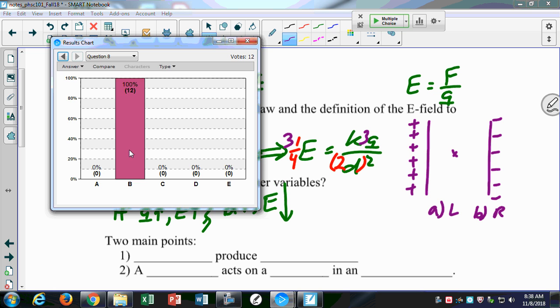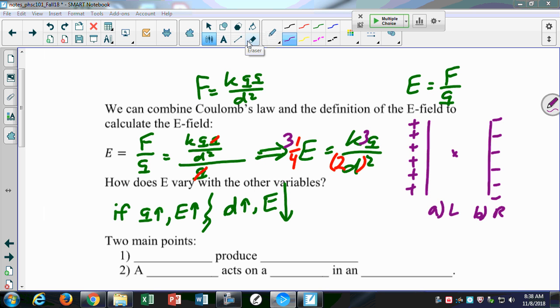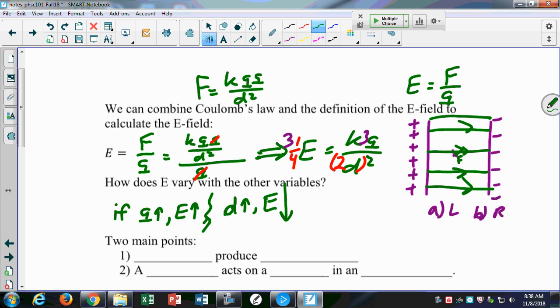All right, very good. So I imagine a positive test charge. We've already seen this, right? It would feel a force in that direction. That would be the force. That means my electric field is in this direction. So the electric field in between these two plates with charges on them is going to be in that direction.